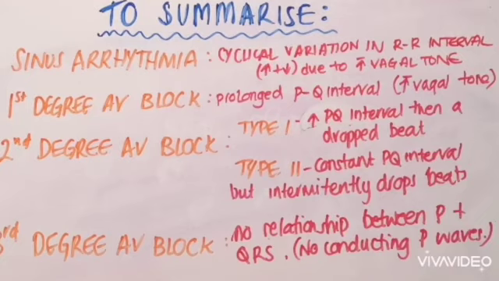Second degree AV block type 1, there's an increasing PQ interval and then a dropped beat. Type 2, there's a constant PQ interval but intermittently dropped beats. And in third degree AV block, there is no relationship between the P and the QRS complexes. So look for those ventricular escape beats.